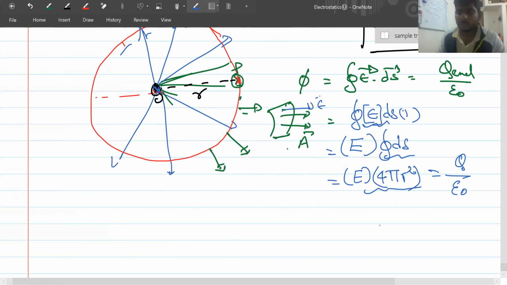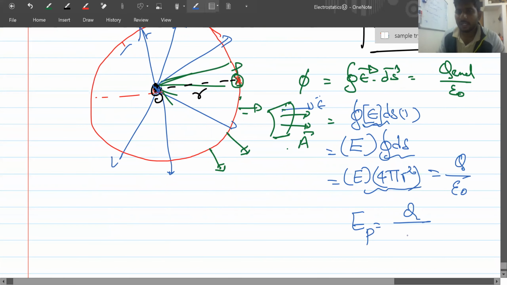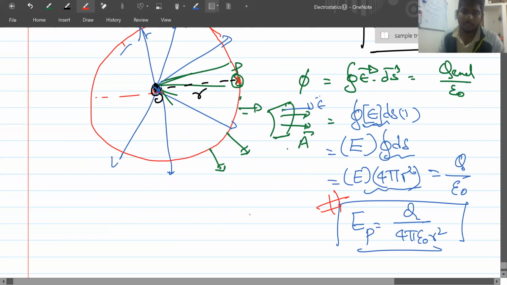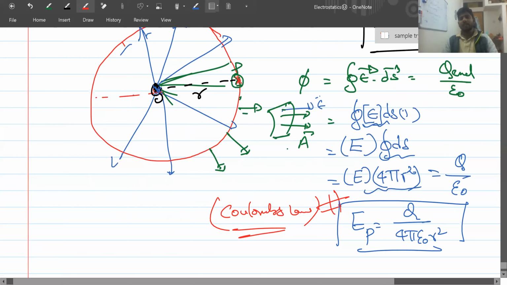Now the electric field at this point is Q by 4 pi epsilon naught r square, which is a similar formula given through Coulomb's law. So if you take Coulomb's law as true and derive the Gaussian expression, you will get Gauss's law is also proved. Gauss's law will give you the same formula. If you assume Gauss's law is true, then we can prove Coulomb's law, vice versa.